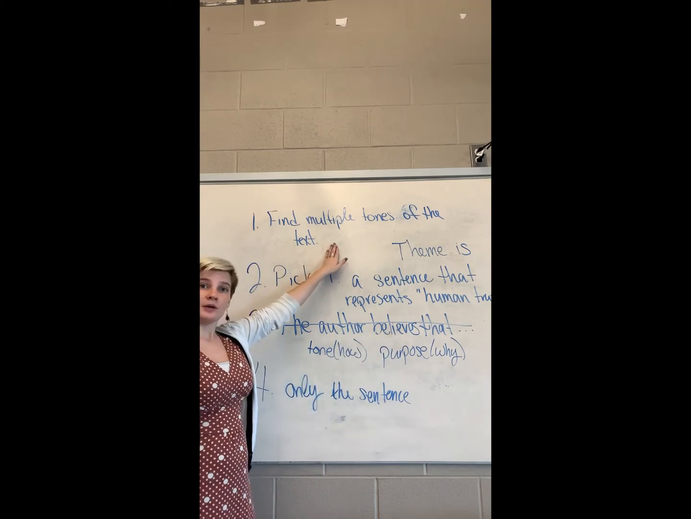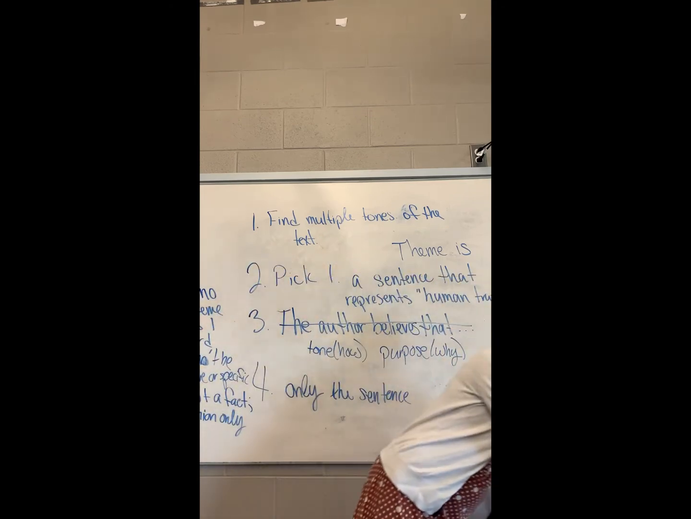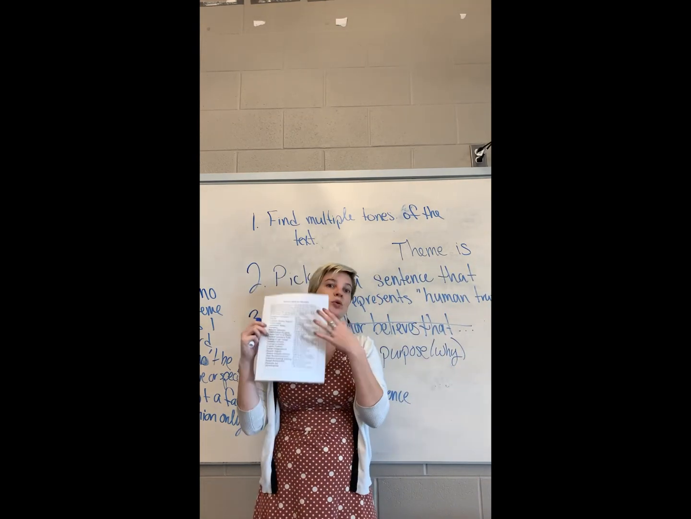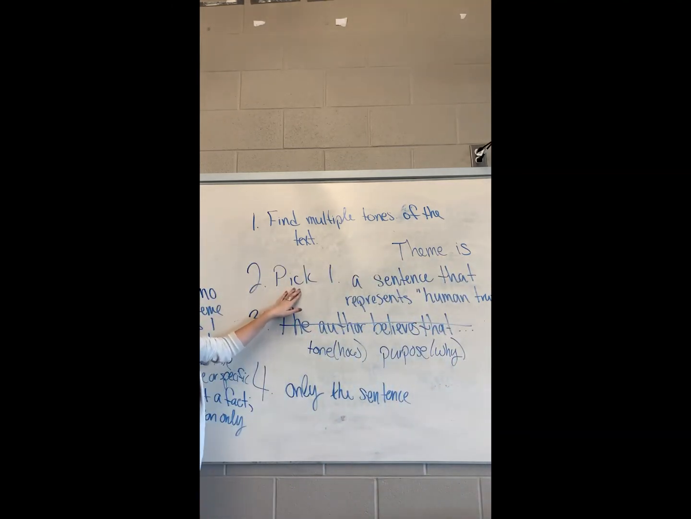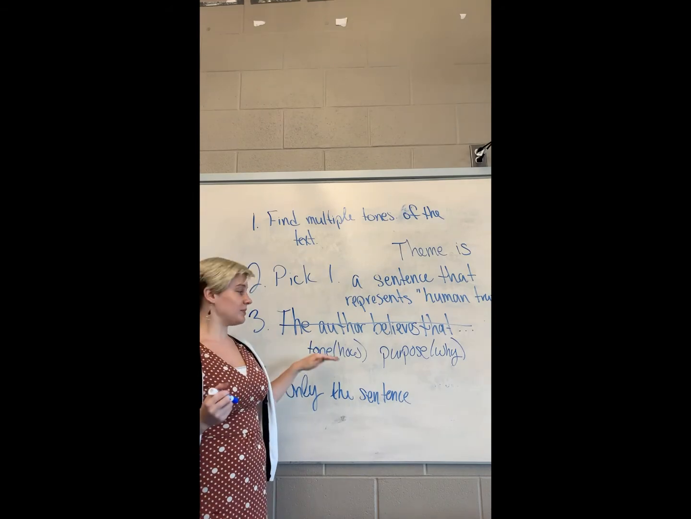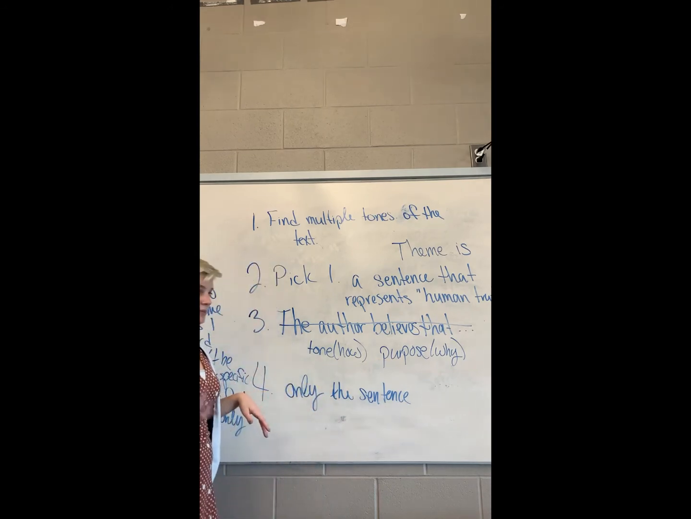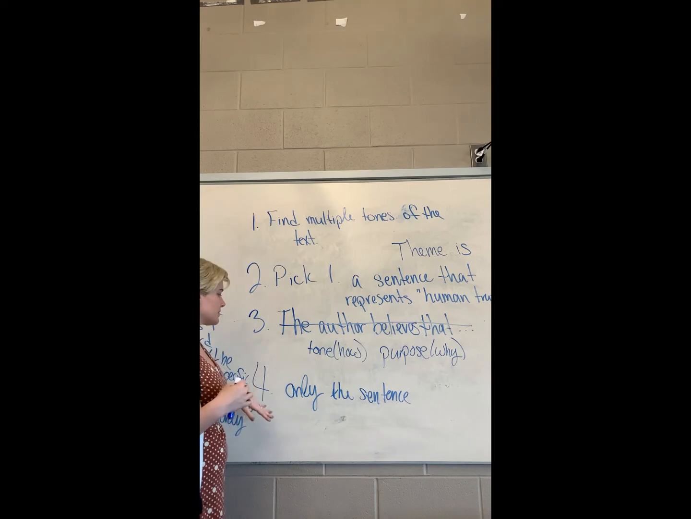So step 1, get your theme started by finding your tone words, your abstract words on this side of your annotation guide would be the best bet for you, and it's going to make this a lot easier. Step 2 is to pick one of those words. Step 3 is to write and finish the sentence, the author believes that. Again, some places to start would be your tone word or your how or your purpose and your why. You should have already done all that annotating, so the first 2 steps going into the 3rd step should be easy.